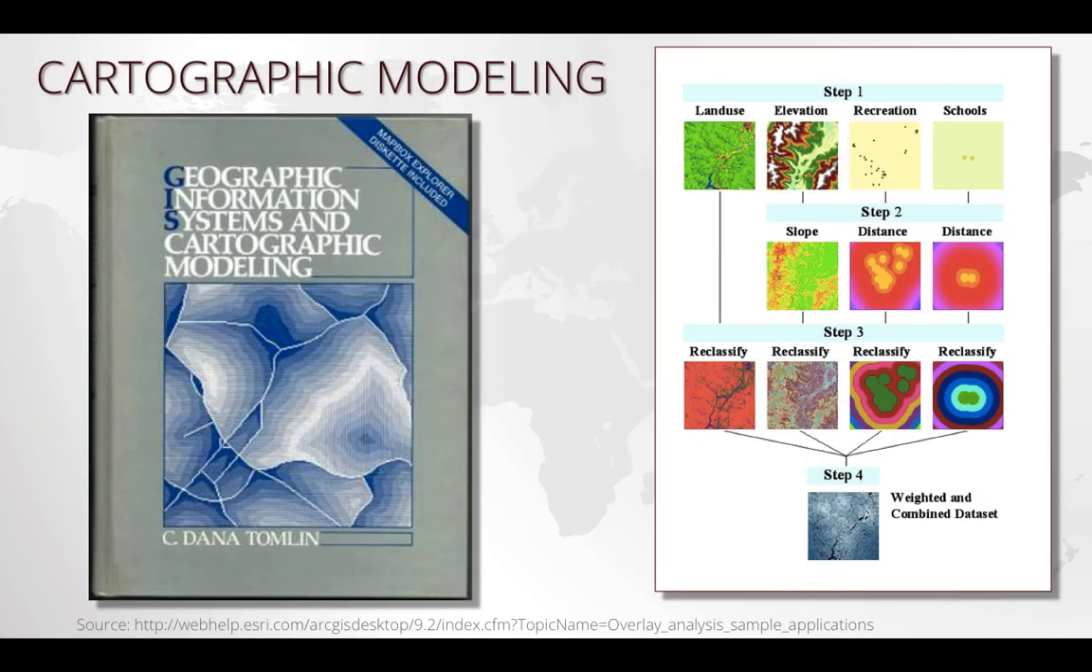Now, we're going to go over cartographic modeling, which is really the historic core of complex GIS operations. We use GIS for a lot more things now, but when it was being developed, cartographic modeling was at the heart of GIS analysis. On the left of the screen is a cover from a textbook that describes cartographic modeling. In fact, it's a classic text now.